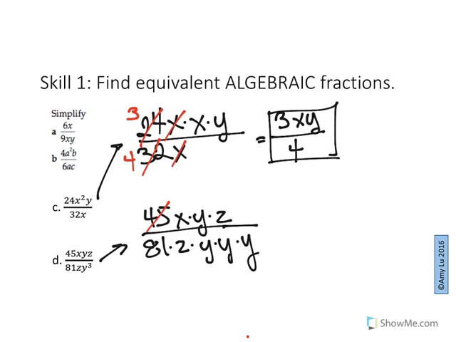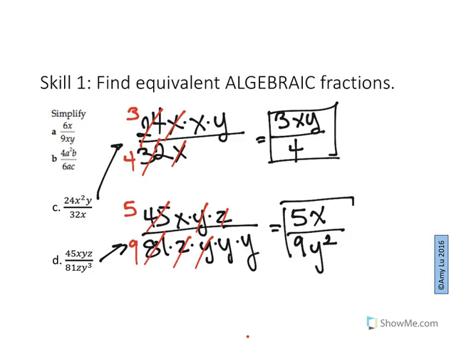I can cancel 45 and 81 by 9, leaving me with 5 and 9. The z's cancel, a common y cancels, and that's it. I'm left with 5x over 9y squared.